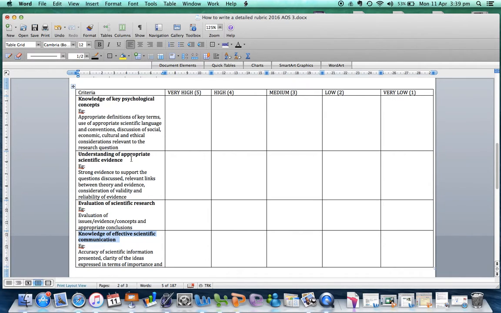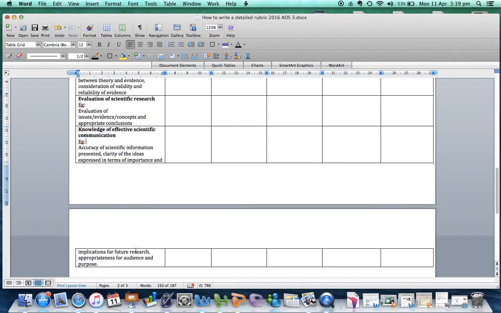For understanding of appropriate scientific evidence, we're looking at strong evidence to support the questions discussed, relevant links between theory and evidence, consideration of validity and reliability of evidence. And again, they're using all of those sorts of key terms that students are required to understand for the research methods component of Unit 1 and 2. The evaluation of scientific research: evaluation of issues, evidence, concepts, and appropriate conclusions that are drawn in that past research. And knowledge of effective scientific communication, the accuracy of scientific communication.